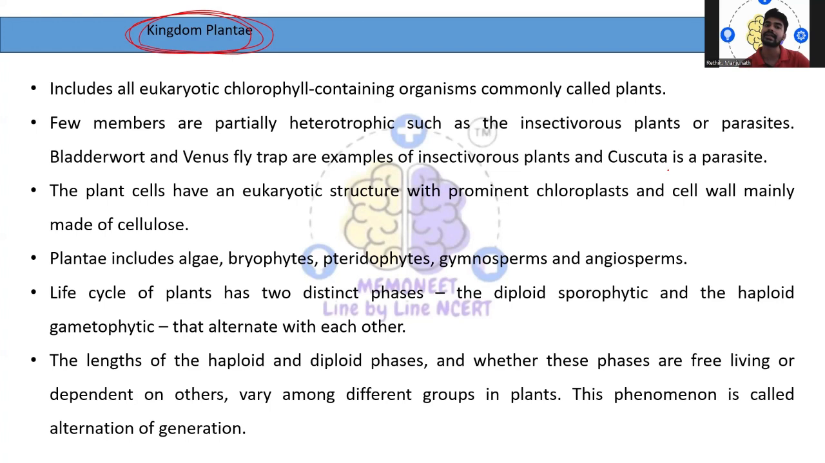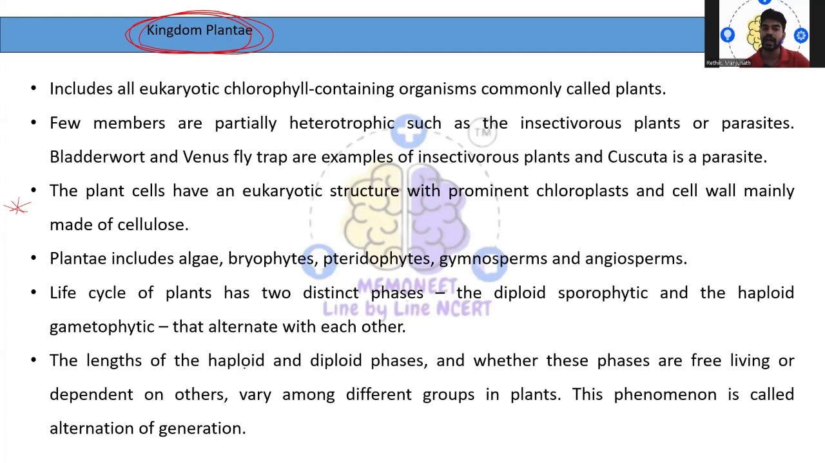The plant cell has a eukaryotic structure with prominent chloroplast and a cell wall mainly made up of cellulose. This is an important part. The plant kingdom includes algae, bryophytes, pteridophytes, gymnosperms and angiosperms, which I have already discussed, but you will learn them again in the plant kingdom. The life cycle of plants has two distinct phases: the diploid sporophytic phase and the haploid gametophytic phase, showing an alternation of generation.